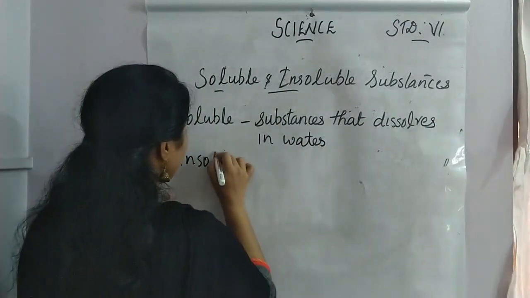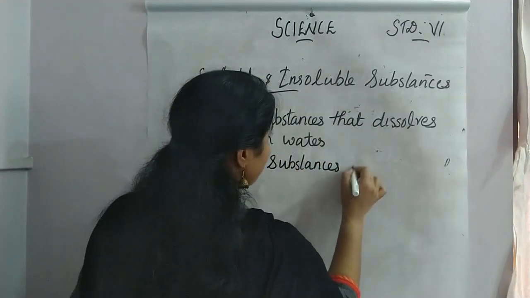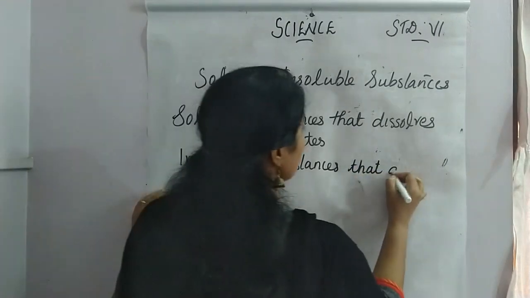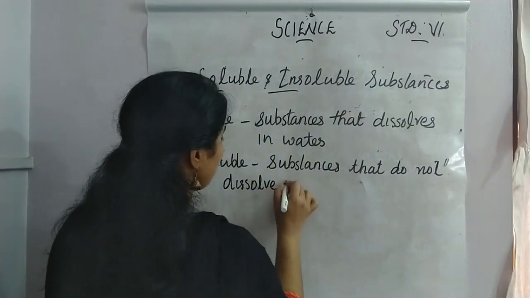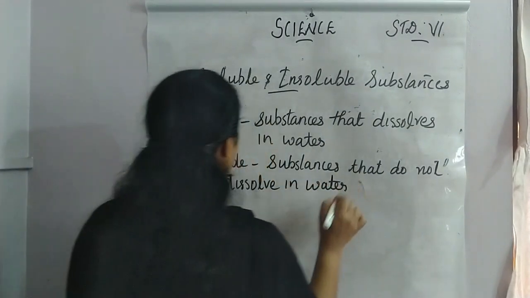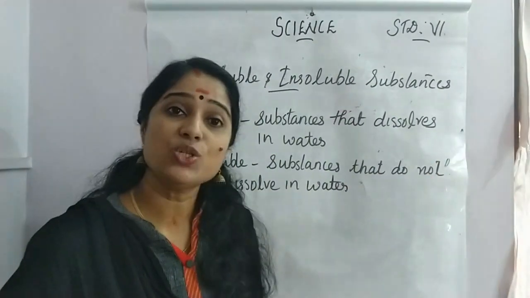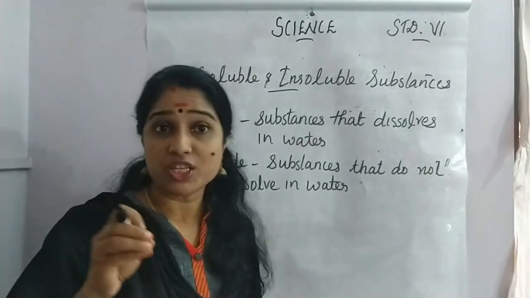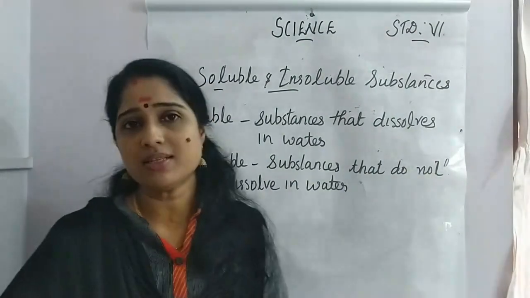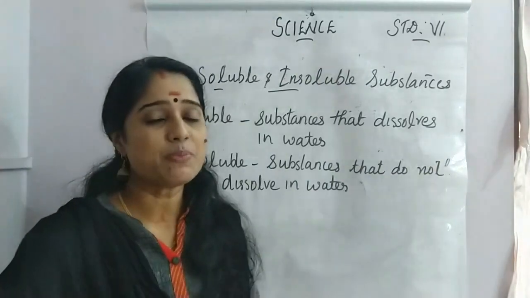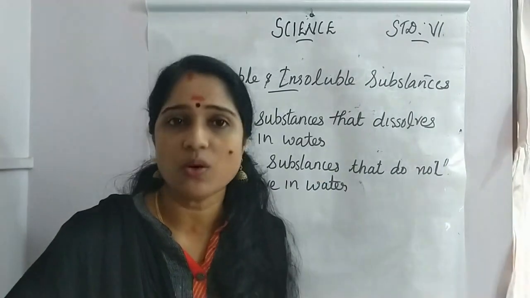Then what about insoluble? Substances that do not dissolve in water are known as insoluble substances. Clear? Soluble substances are substances that dissolve in water. When we add such substances to water, they easily mix with the water. And insoluble substances are substances that, when we add them to water, do not mix with the water.